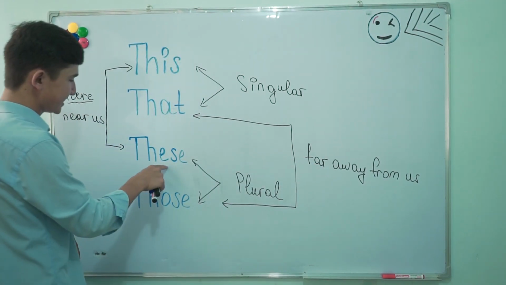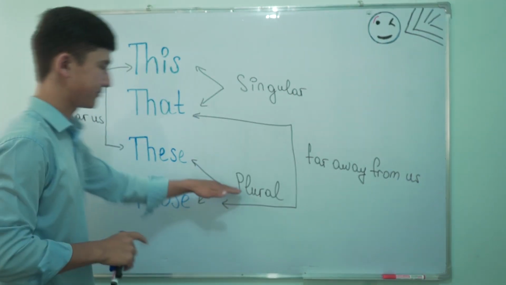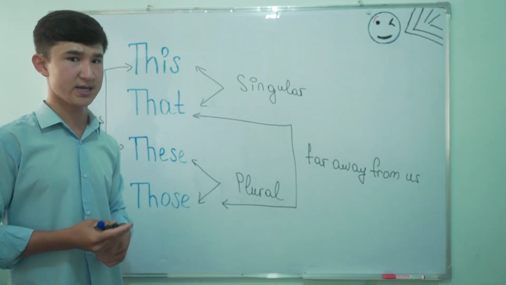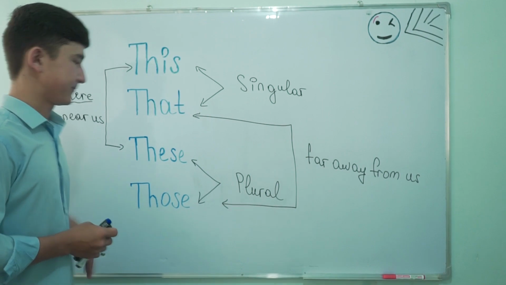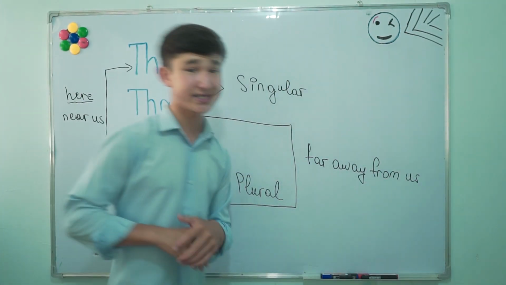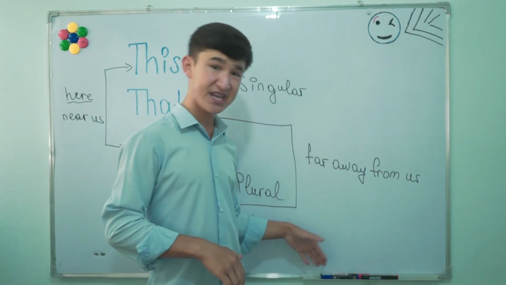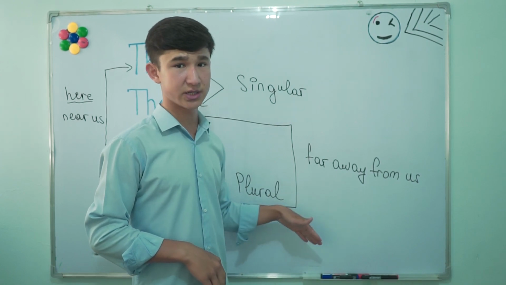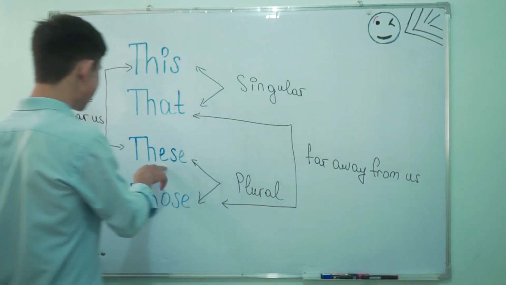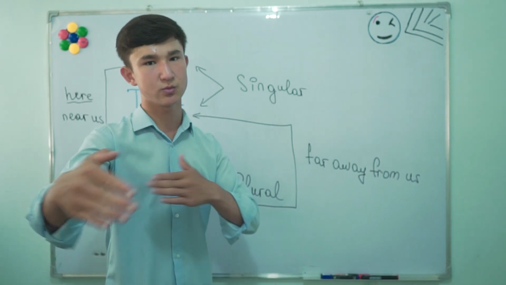Now these. These is near us here, but it's plural. We said plural means more than one, two or more. If we have four markers near us, these are markers, because these is near us but plural.